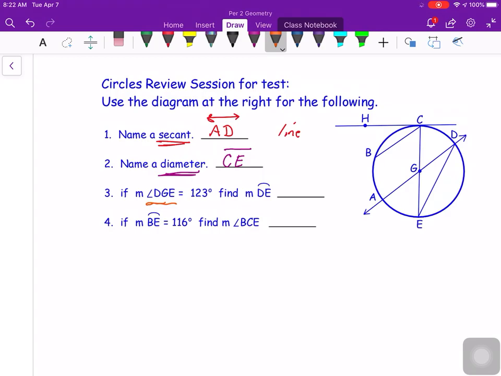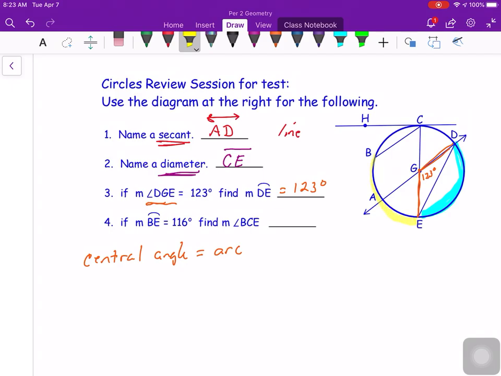In the next question, they ask us to find the measure of angle DGE. D to G to E, this angle right here, is 123 degrees. And they want us to find the arc D to E. Well, a central angle equals the arc, so that means that that's going to be 123 degrees. A central angle equals the arc.